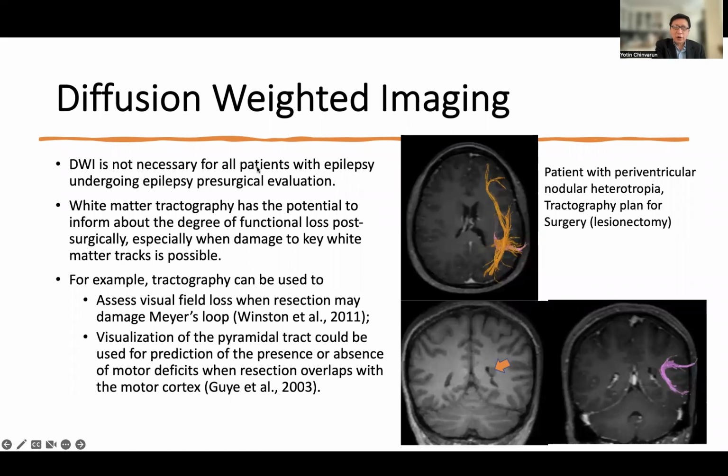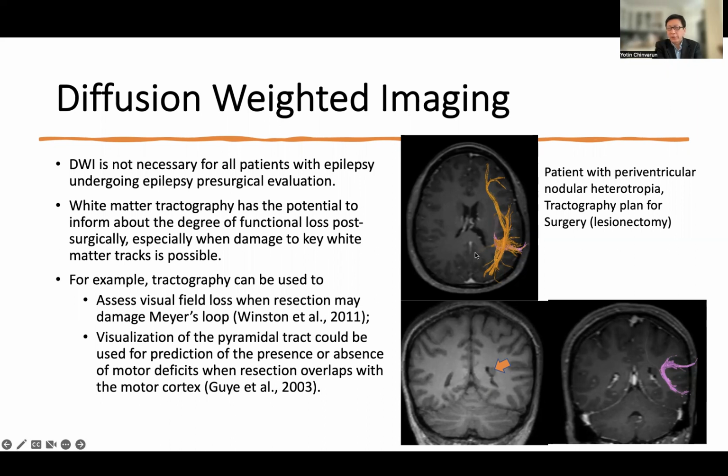DWI is not necessary for all patients with epilepsy undergoing epilepsy surgery evaluation. White matter tractography has the potential to inform about the degree of functional loss post-surgically, especially when damage to a key white matter tract is possible. For example, tractography can be used to assess visual loss when resection may damage the Meyer's loop, or visualization of the pyramidal tract could be used for predicting the presence or absence of motor deficit when resection overlaps with the motor cortex.